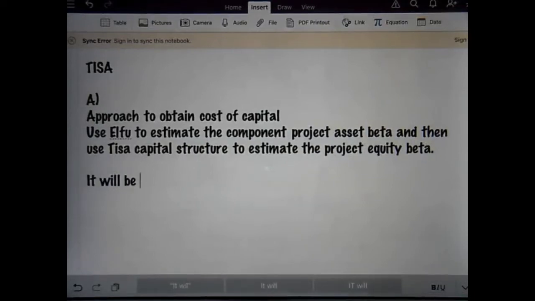It will be assumed that debt beta is zero. If you didn't write this, you're going to lose marks, right? It's easy marks. Are you clear now? Follow, don't follow? Okay, do you know what's the meaning of reason? Now, when the examiner says the word reason, you have to write down the approach. Got it? So, use ALFU to estimate project asset beta. Now, let's figure out ALFU right now.